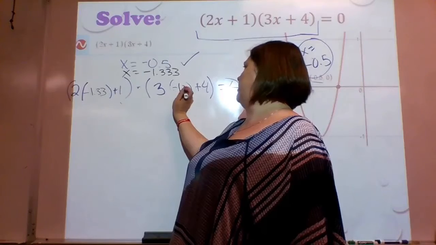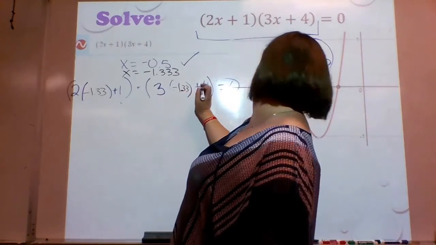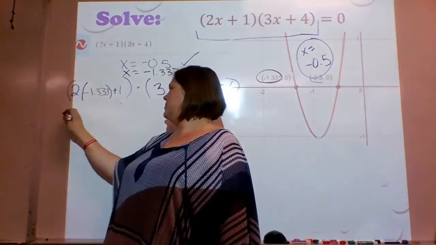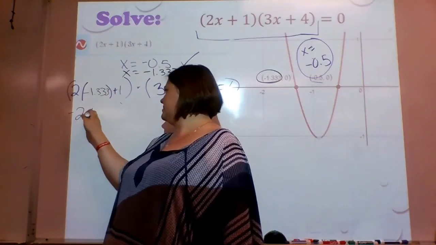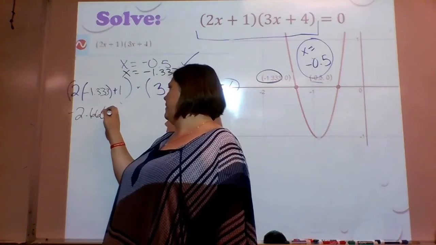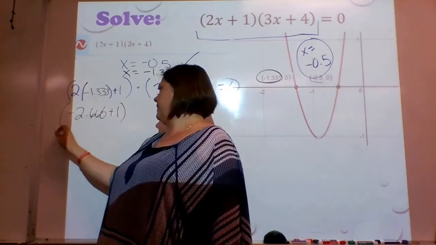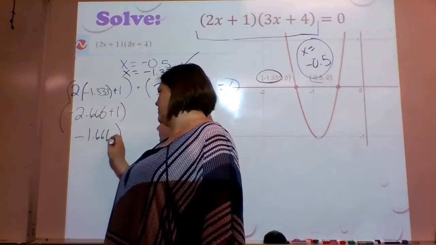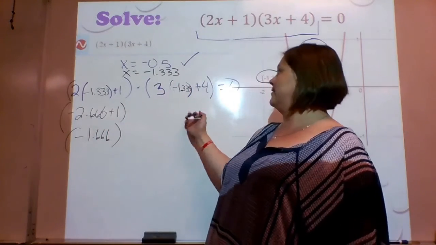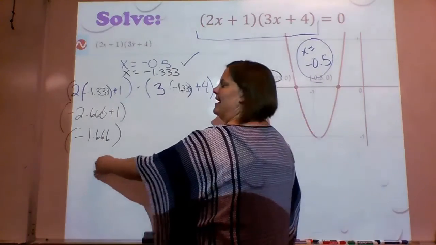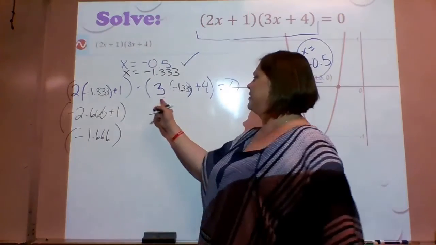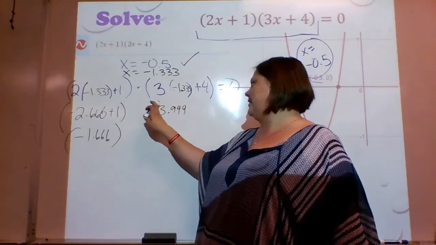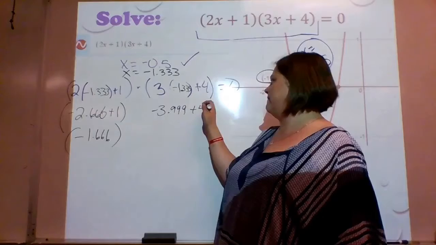Negative 1.33, oh, I need 3 of them. 2 times 1, negative 2.666 plus 1. That's going to be negative 1.666. So let's hope this equals 0. That's the goal, because this one equaled 0 last time. Not this one equals 0. I'm going to get negative 3.999 plus 4.